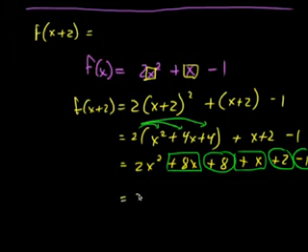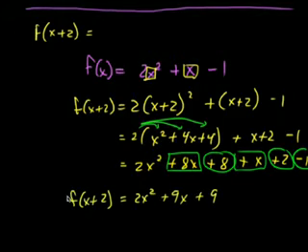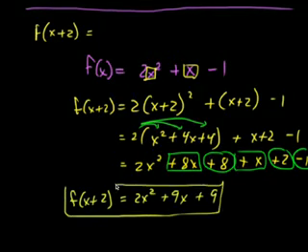So let's see, it looks like I'll get 2x squared. For my linear terms, 8x and x is a total of 9 x's, and then 8 plus 2 is 10 minus 1 is a positive 9. So this is the function f of x plus 2. Right? So when I plugged in x plus 2, this is what I got back.